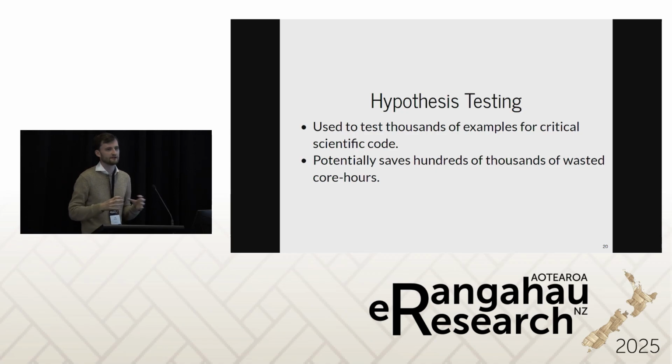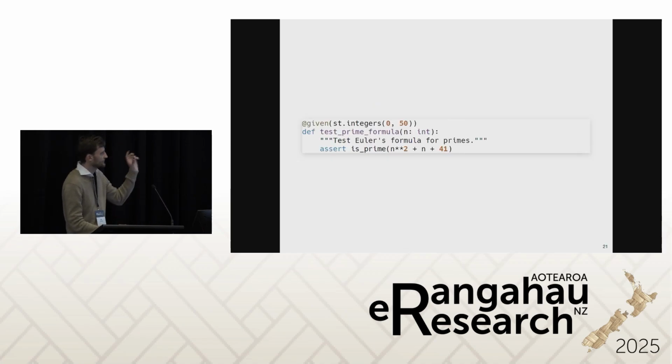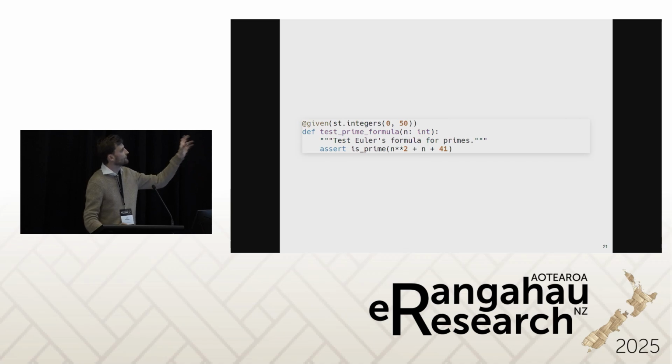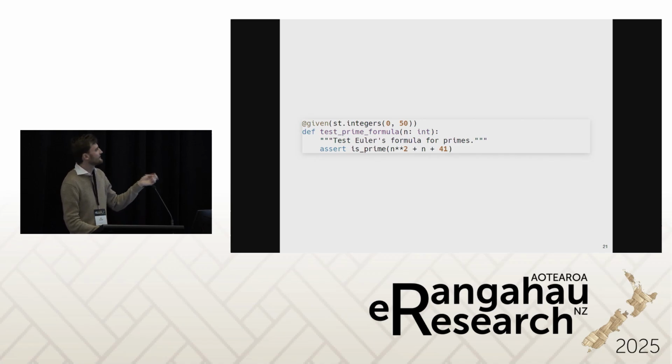It's essentially very fancy brute force for your unit tests, and the hopeful outcome of this is that it would save us hundreds of thousands of wasted core hours on buggy code that eventually we have to rerun. Just as a very small example, if you have a little formula here, you throw in a number, it gives out a prime number. Problem is, it doesn't work. You can try it for a lot of different numbers.